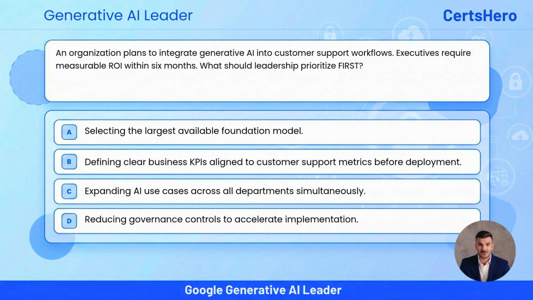Option A. Selecting the largest available foundation model. Option B. Defining clear business KPIs aligned to customer support metrics before deployment. Option C. Expanding AI use cases across all departments simultaneously. Option D. Reducing governance controls to accelerate implementation.